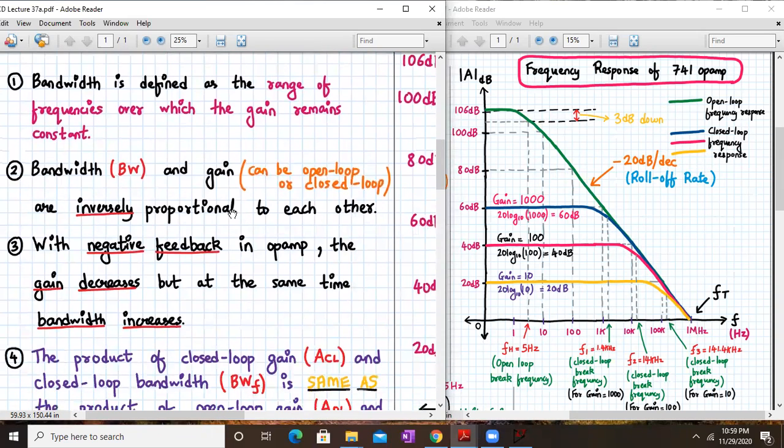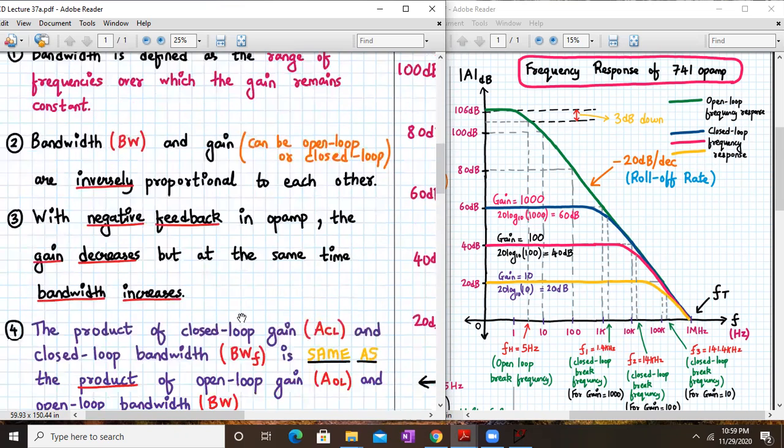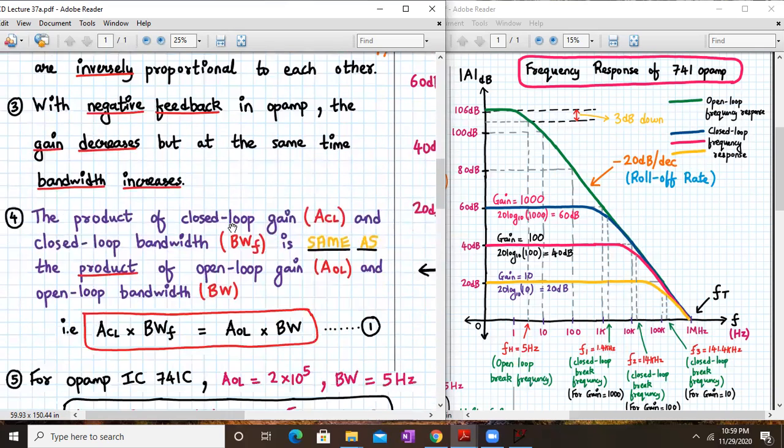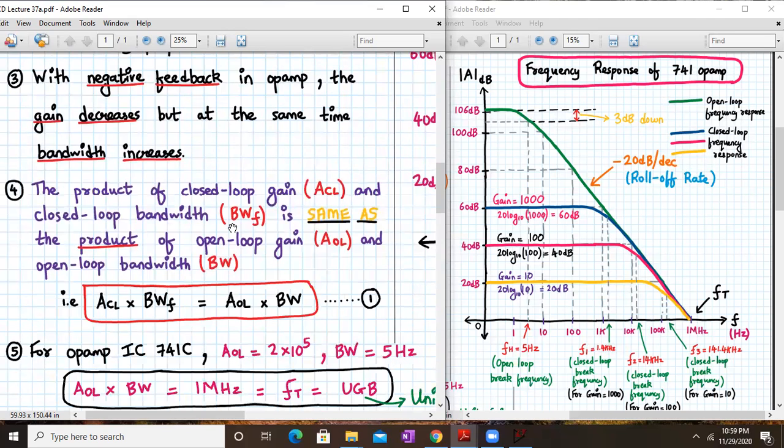Now, a very important observation is point number two: the bandwidth and the gain, now gain can be closed loop gain or the open loop gain, are inversely proportional to each other. I repeat, bandwidth and gain are inversely proportional to each other. That means, if the gain increases, the bandwidth will decrease, and if the gain decreases, the bandwidth will increase. Now, point number three is, with negative feedback in Opamp, the gain decreases, but at the same time, the bandwidth increases.